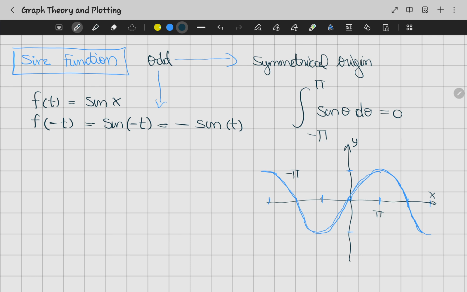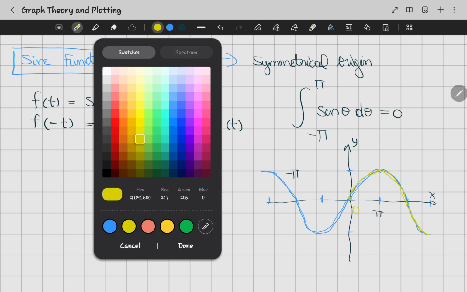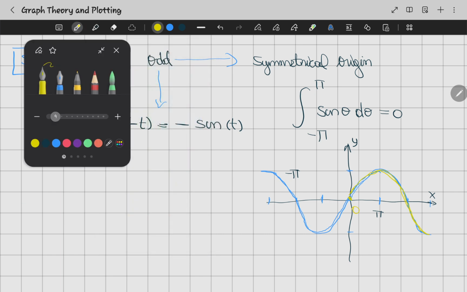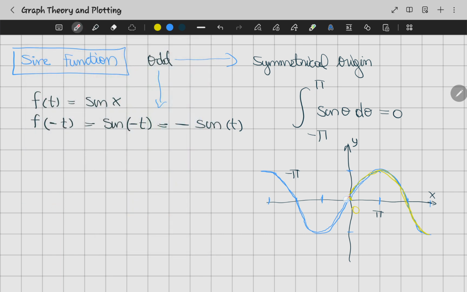What does it mean? Where's the origin? This is where we have the origin. It's actually at 0. That's where we have the origin. And why do we say this is symmetrical? Look, I'm going to draw it so that you can see. You see the yellow line, the yellow curve. And then let's go with another color. Let me just keep it as this. So let's go with another color.